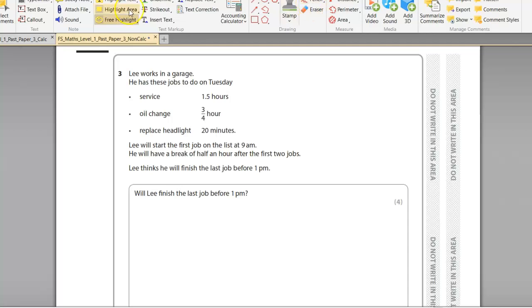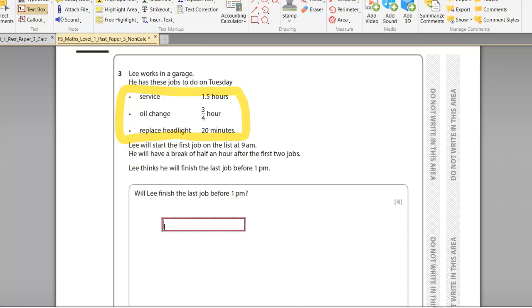Okay, next question. So this is a little bit longer, as you can see. Lee works in a garage. He has these jobs to do on Tuesday. The Tuesday bit's irrelevant. So we've been told this information: how long the service is, how long the oil change is, how long to replace a headlight.